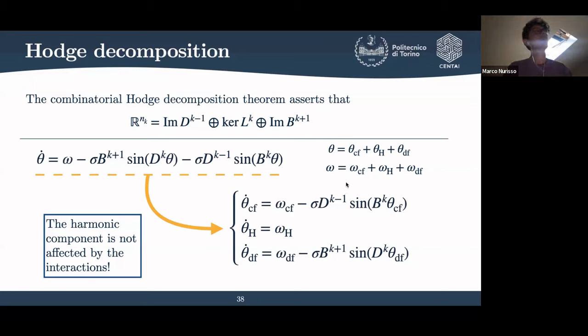So in some sense, the k-dimensional holes in this simplicial model are the ones which are responsible for keeping the dynamics active. They are the responsible ones for synchronization. Yeah.